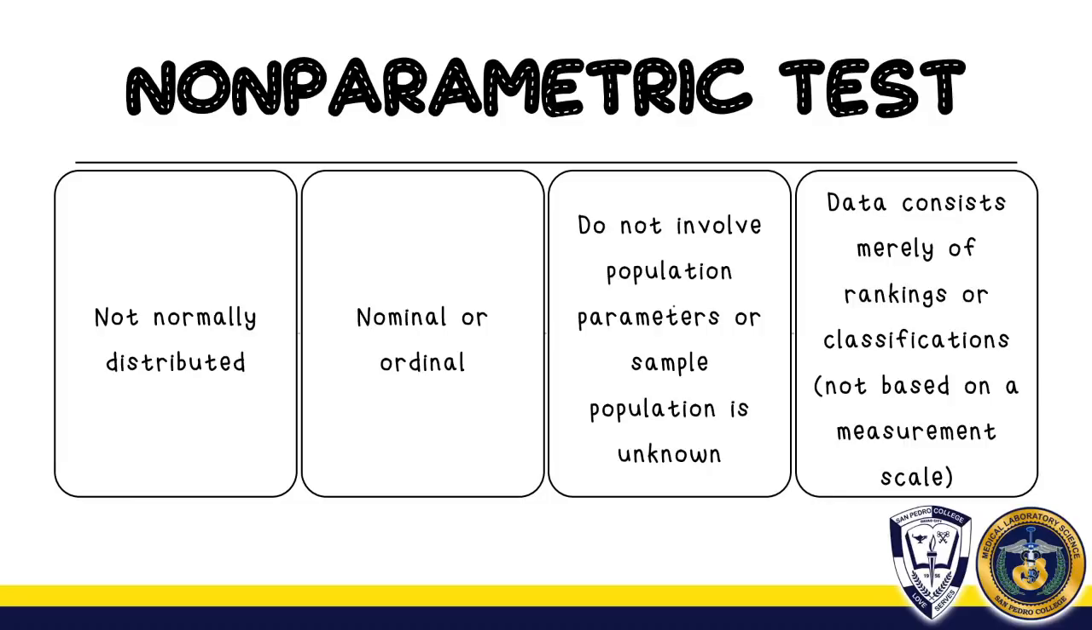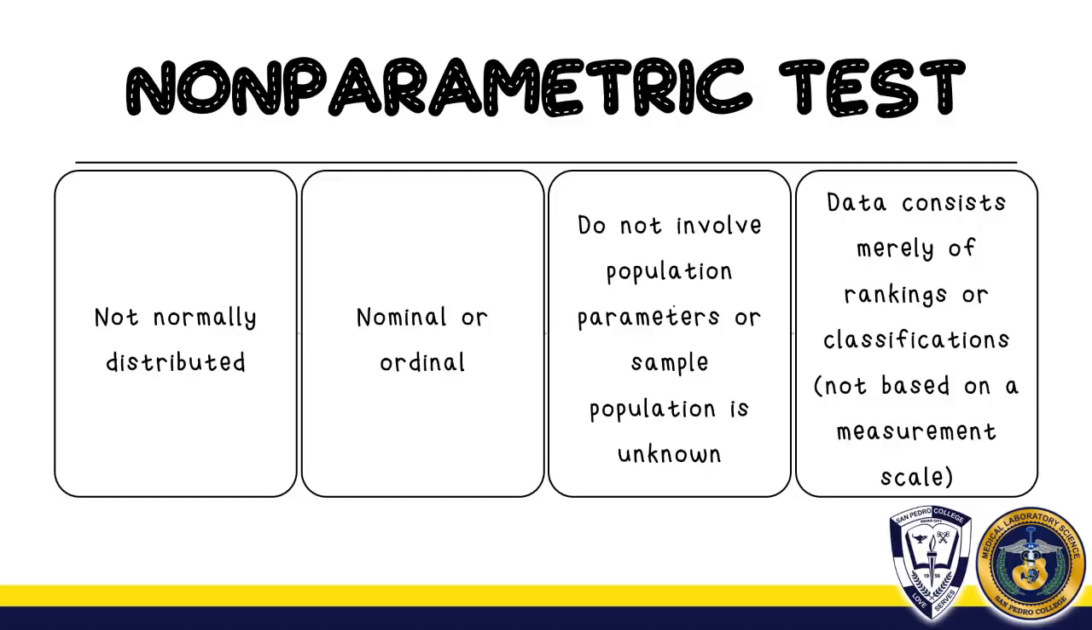So this is the definition, or how you know if your data is non-parametric. First of all, it is not normally distributed. When we say not normally distributed, the first thing that should come to your mind is the bell-shaped curve. If your data is normally distributed, the peak is at the center and the curve is perfect, your bell-shaped curve.